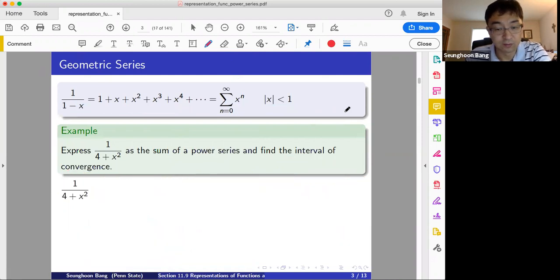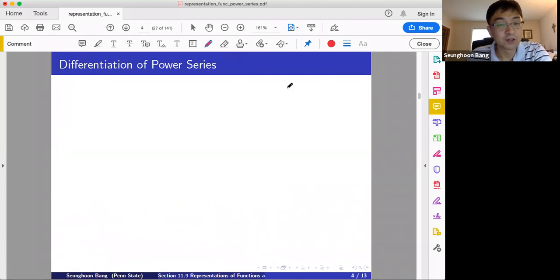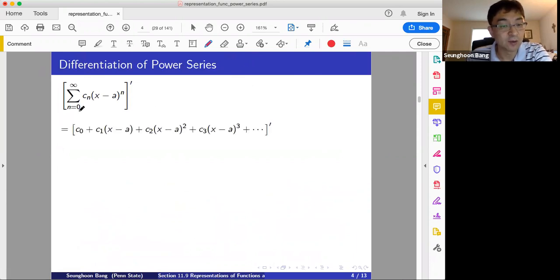Okay, the next one. Here we have the differentiation of power series. How can you find the derivative of the summation n equals 0 to infinity c sub n times x minus a to the power n? You can use the expanded form. Plug 0 into n: c0, x minus a to the power 0 is 1, so just c0. Plug 1 into n: c1 times x minus a. Plug 2 into n: c2 times x minus a squared, plus c3 times x minus a cubed, and so on.